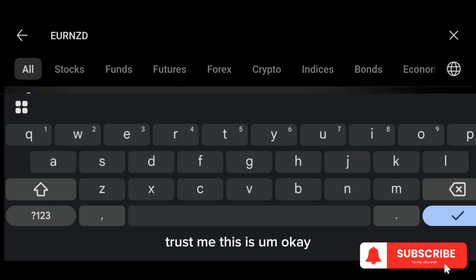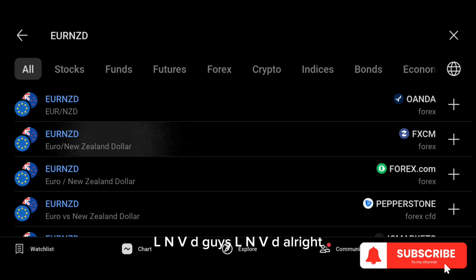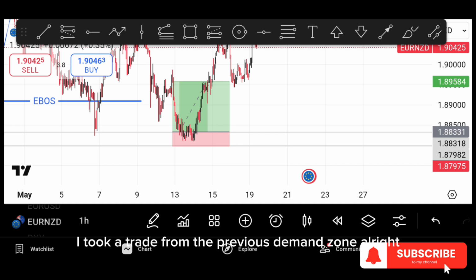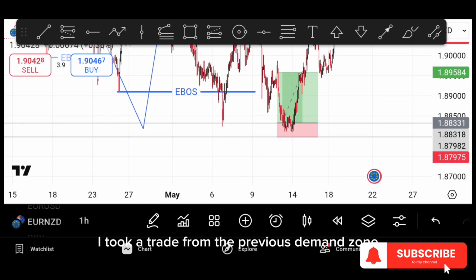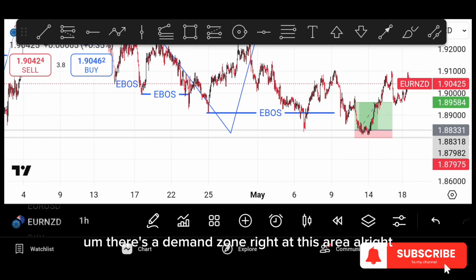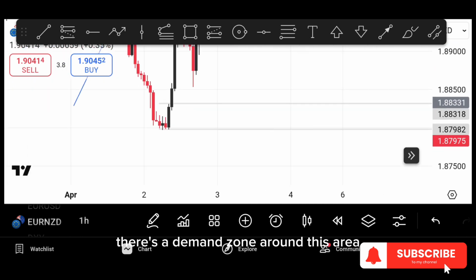Alright. So on NZD, I took a trade from the previous demand zone. We checked out, and there's a demand zone right at this area.